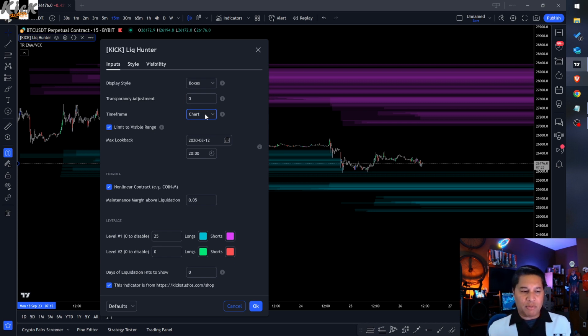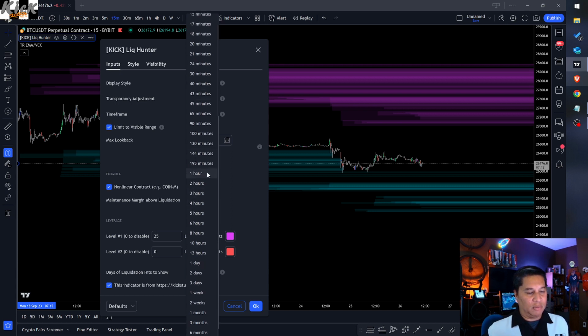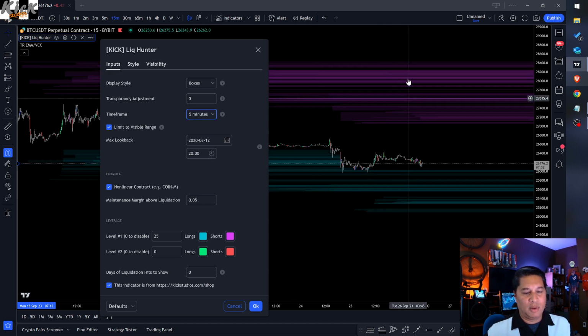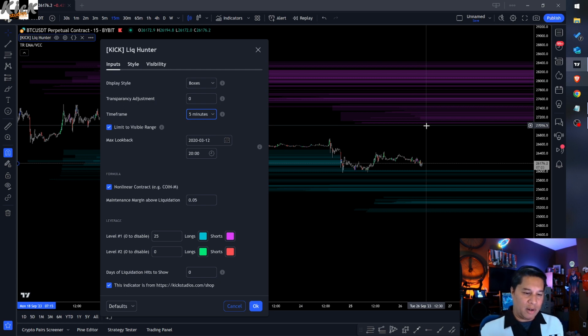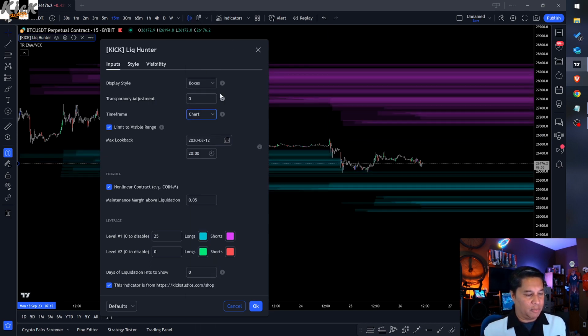Time frame is a good one. If you want to be using a 15-minute chart, but instead look at the zones that are calculated on, let's say, the hour, you can do that. You can also go in the other direction and use a time frame that's actually smaller than the one you're on, which allows you to move around a little easier. I like just using the chart so that it changes as I change my chart time frame.